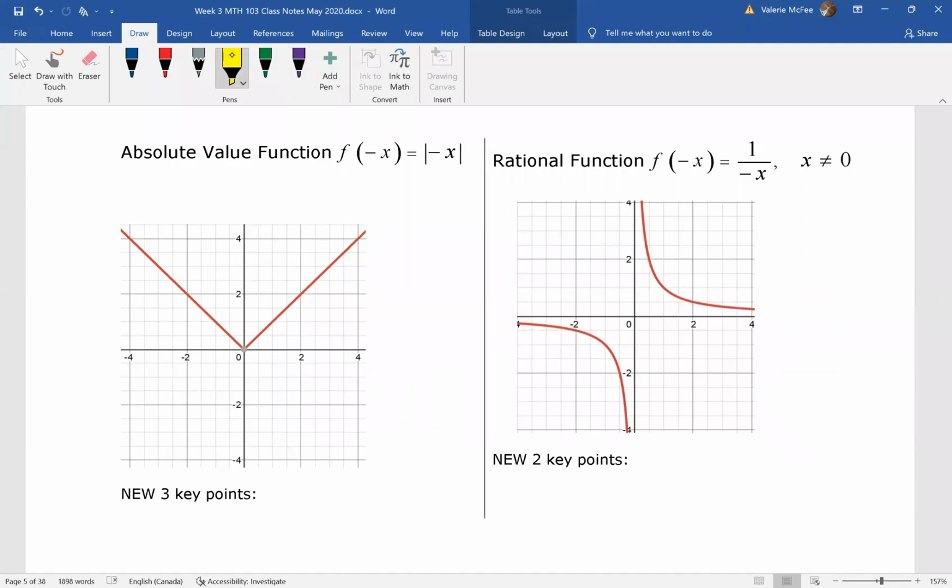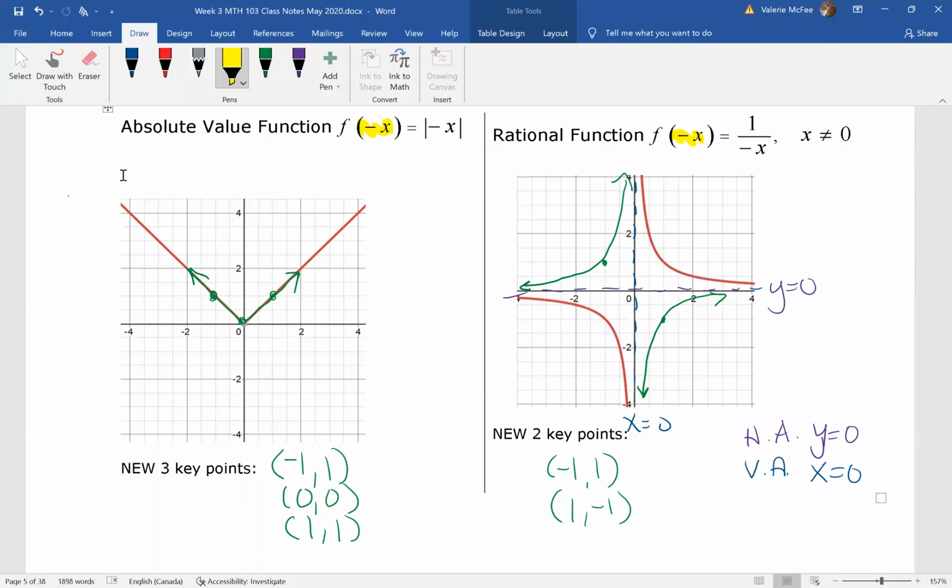Two final functions. We're both finding the f of negative x for these. We're reflecting these across the y-axis. Find the new key points and graph these. So you notice that the absolute value function, when I reflect it across the y-axis, looks exactly the same as it did before. And here we reflected everything on the left to the right and the right to the left, and we've labeled our asymptotes.